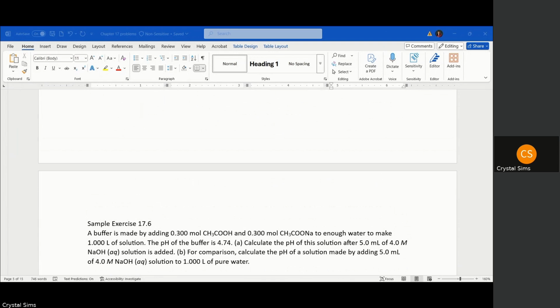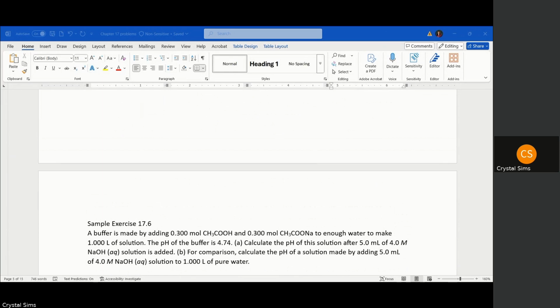So this time they're telling us how many moles of each we're adding, and we want to make 1 liter of solution. The pH is 4.74, and they want to know what is the pH of this solution after 5 milliliters of 4.0 molar NaOH solution is added. So you did this the other day in the lab too. Remember, we added drops of hydrochloric acid and sodium hydroxide to the buffered solution, and you measured the pH of that with the pH meter. So this time they're asking us to calculate the pH.